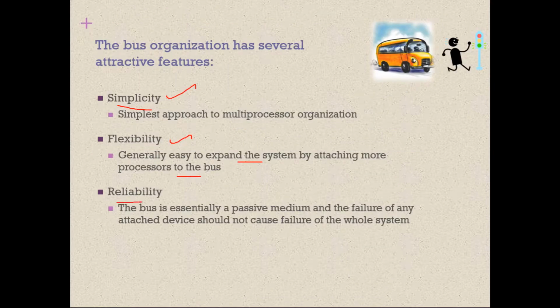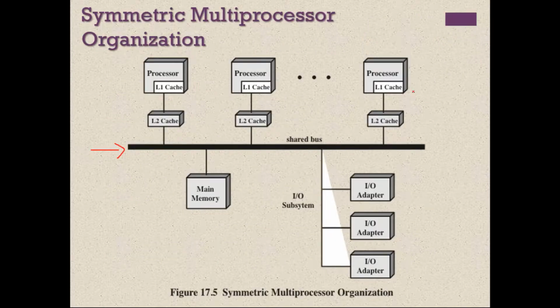And reliability. The bus is essentially a passive medium, and the failure of any attached device should not cause failure of the whole system. For example, if one of the processors fails, that is not going to make the system go down. Say one processor failed, then what will happen? Probably the performance will degrade, or the speed of execution may reduce, or it may slow down, but it will not stop the system. It cannot stop the system.